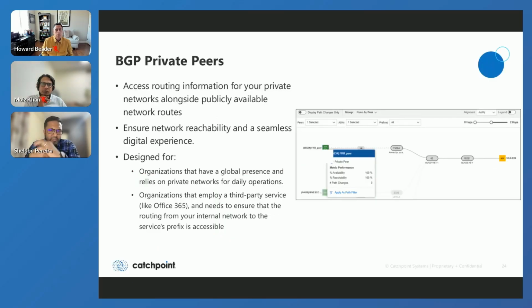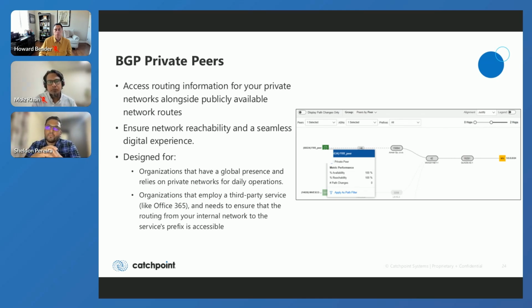I wanted to quickly talk about BGP private peers. This is a new feature. So, external visibility on BGP is great. Monitoring your eBGP routes is great. But there are situations where we see companies that have a big ASN and they have a lot of iBGP routers. And these routers are responsible for basically routing traffic within the organization. And at times they are meant to route traffic towards third-party services like Office 365 as well.